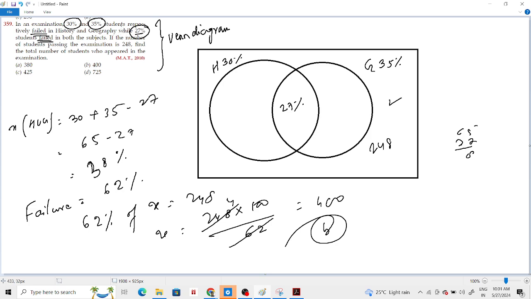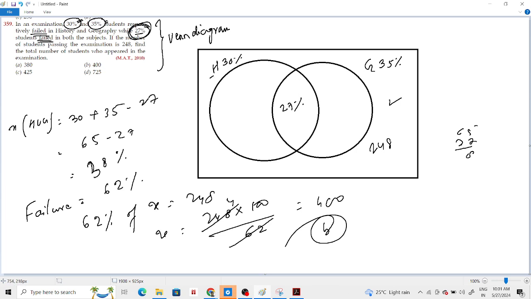Now that is fine that you subtracted both of them, but you kept this 27% as 27%, but this 27% indicates failure. So how can you combine pass percentage and failure percentage together? That is the reason why your answer did not come. Here all of them are in failure only. 30% failed in history, 35% failed in geography, and 27% failed in both. So that is why it is easy. This is more straightforward than our previous sums.